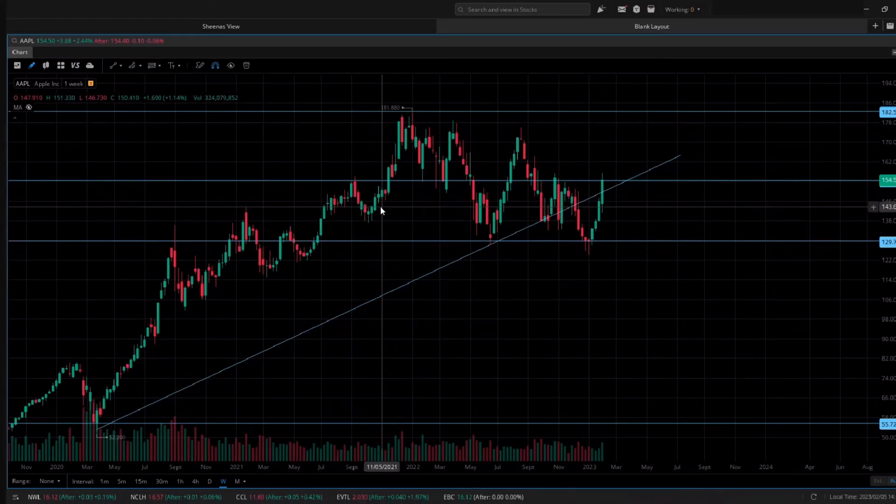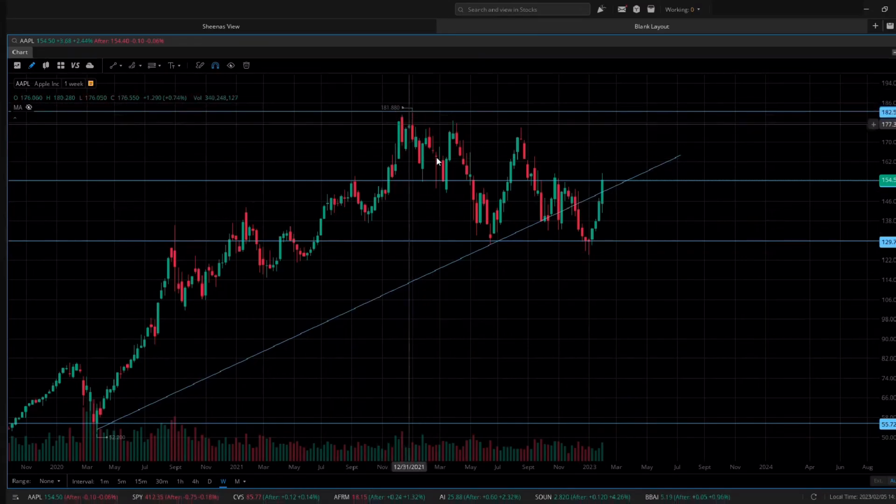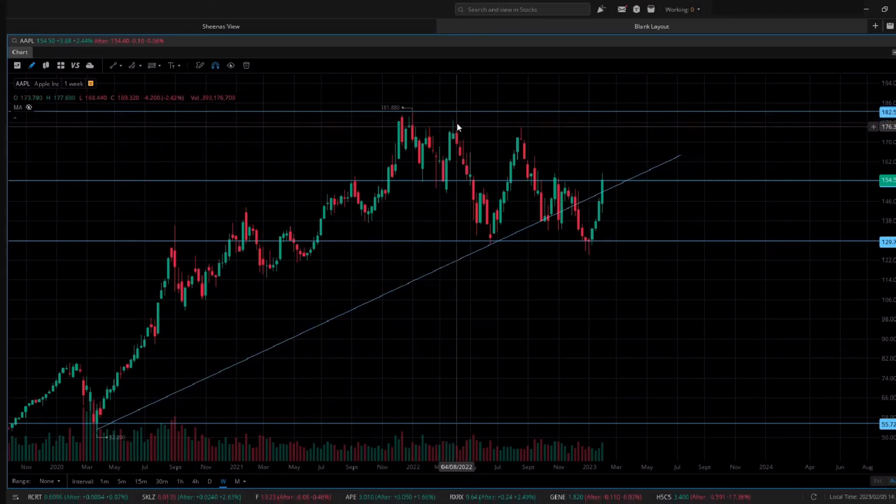Now, where do you get out? Where do you sell? At levels of resistance. So we're looking up here. It couldn't hold, so let's go ahead and get out. It couldn't even reach that level the next time it tried.